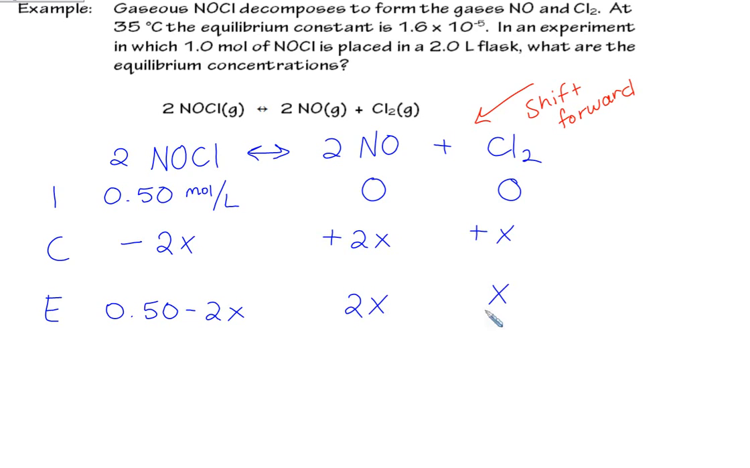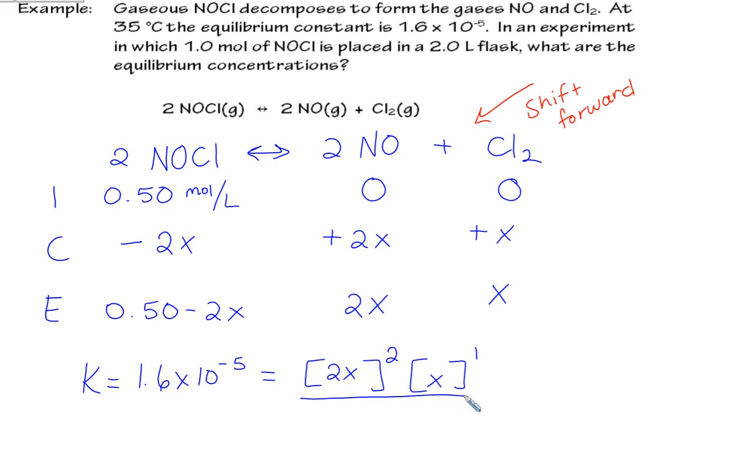So again, this seems really simple, right? Let's just solve it for x and be done with it. I do know the K value. K is 1.6 times 10 to the negative fifth. That equals products over reactants. I'm going to have 2x, and I still need to square it. When I set up my equilibrium expression, I still need to square it because of that ratio. This will just be x to the first, all over 0.50 minus 2x. And I still need to square that too.